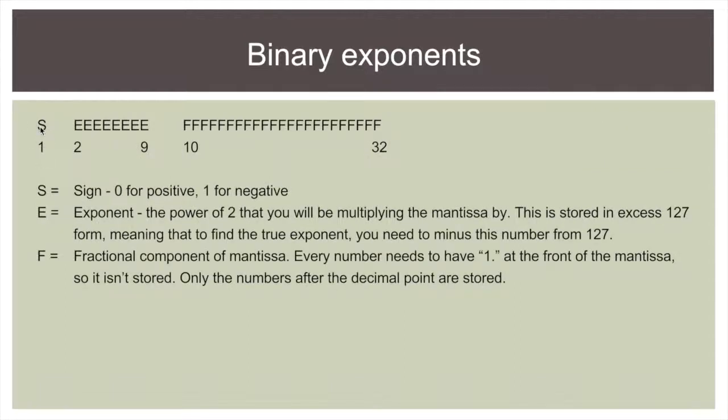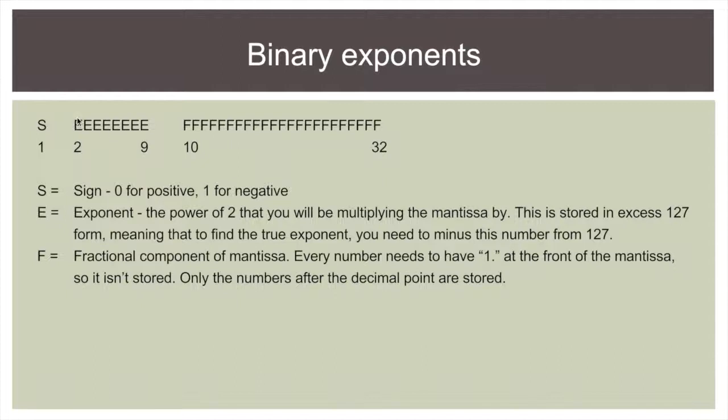So the first bit is the sign bit, and it's either 0 for positive or 1 for negative. The next 8 bits, bits 2 through 9, are the exponent. And so it's the power of 2 that you'll be multiplying the rest of it by. All right, so this might be 2 to the power of 3, 2 to the power of -5, etc. Okay, and this is stored in excess-127 form, meaning that the number here is represented when it's minus from 127.